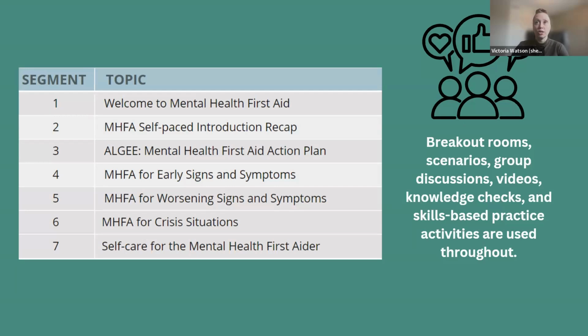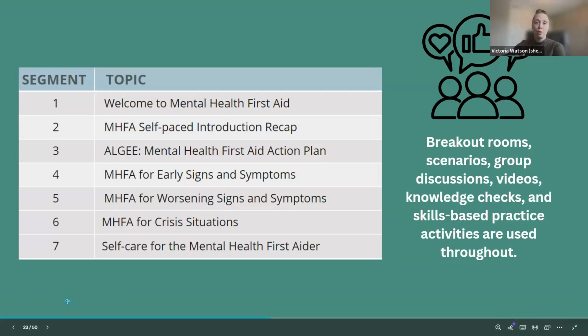So how we do that in the course is through breakout rooms, especially online. If it's a larger course, it's really fun to be able to group people, especially when we do have folks from all different backgrounds and cultures and occupations. We do scenarios. So we take scenarios and have folks determine what were the signs and symptoms that you saw. Was it a crisis situation? What would you do? Videos, knowledge checks, and then a lot of skill-based practice, which is something I really appreciate about the curriculum. So you get the chance in a safe environment to really practice those skills that you learn.